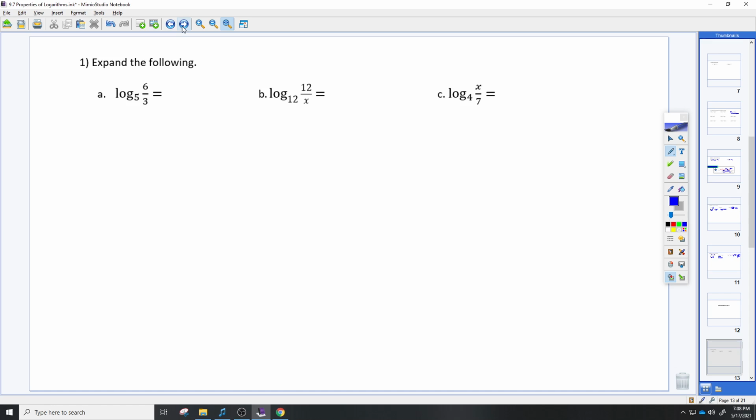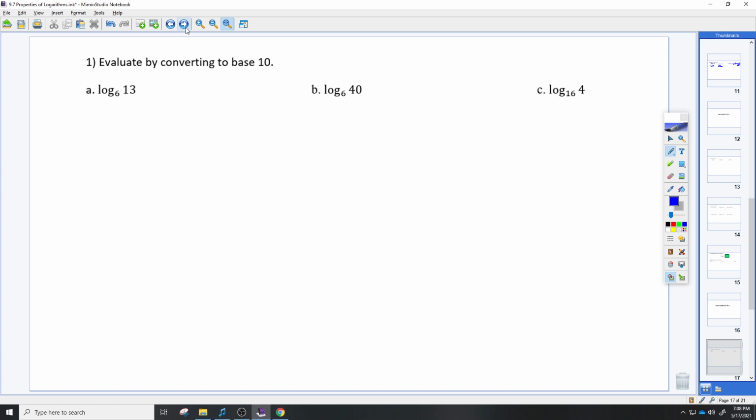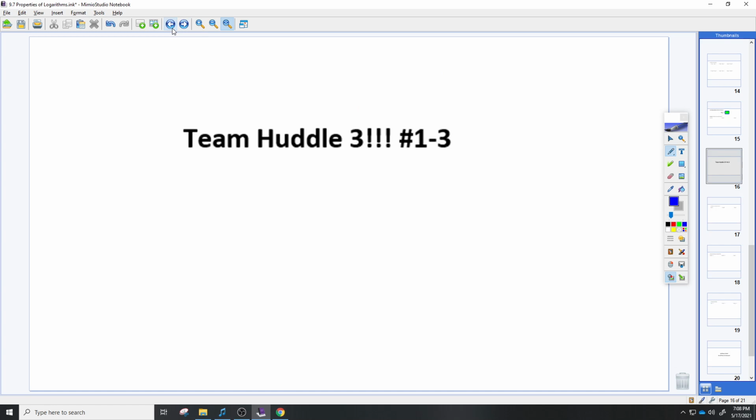Okay, we have another team huddle. You're going to do some more expanding and condensing. And there's one last thing we have to go over, then we're done. Might do a couple of those with you and be done.